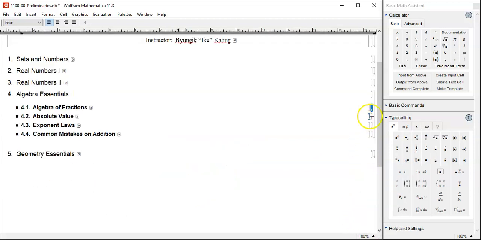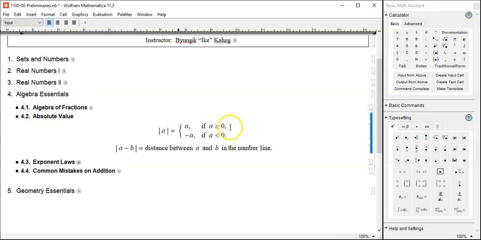Okay, next topic, absolute values. Well, I don't think there's any need for any more time here. Absolute value is just a number part. Absolute value of 7, for example, is just 7. Absolute value of -7 is positive 7, so we need extra negative to make it positive. That's about it.